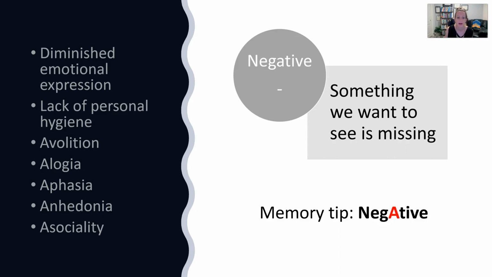And then we have anhedonia. And I'll let you consider what you think that might mean if you don't know already. What is hedonism? Hedonism is pleasure seeking. So anhedonia is a decreased ability to experience pleasure, not getting the same enjoyment that you got out of other things. This is also often very associated with depression. And then asociality. So remember, all those A's often go with negative symptoms.